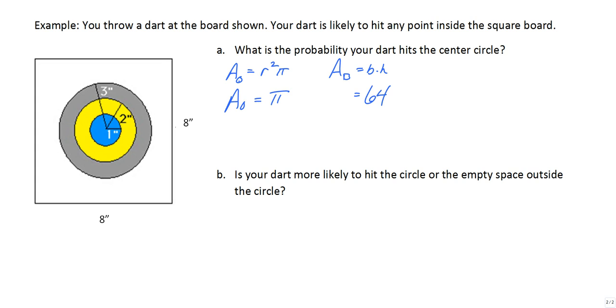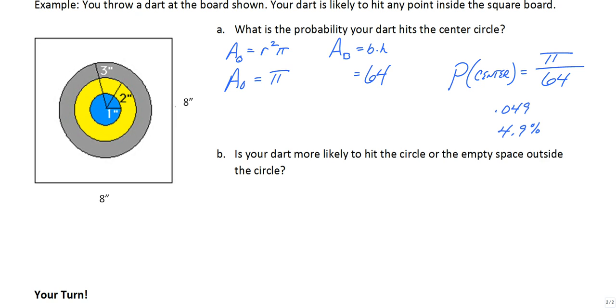So the probability of hitting the center circle is equal to the area of the center circle divided by the total area of the board, which is 64. So pi over 64 would give us 0.049, or 4.9%. Okay? So that's it. You have to know how to work with area to do this.